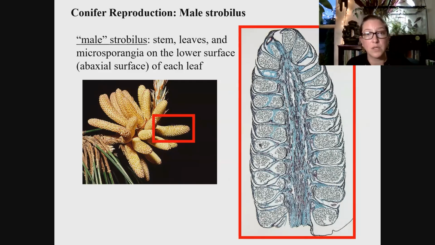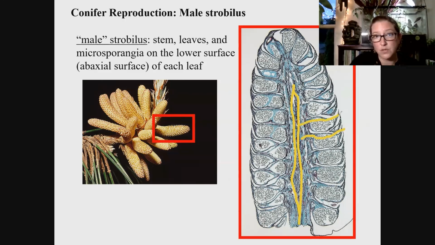So here's your male strobilus. This is just showing you one. So you have a stem in the middle. Here's a leaf. Here's a leaf, aka microsporophyll. On the bottom of each leaf is a sporangia, aka microsporangium, because it's making microspores.